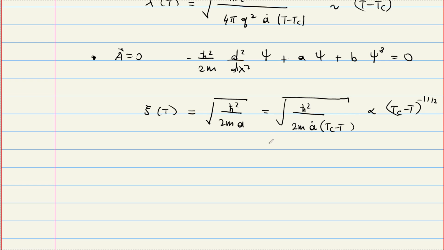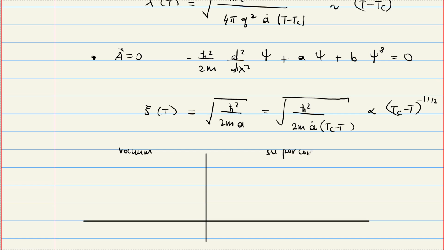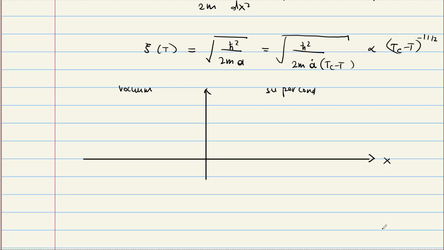Therefore the picture is something like that. Let's say this line is separating a superconductor from the vacuum. So this side is vacuum, this is the superconductor, and let's say this is X. The magnetic field inside the vacuum is some external magnetic field you apply, but the superconductor just expels this magnetic field.